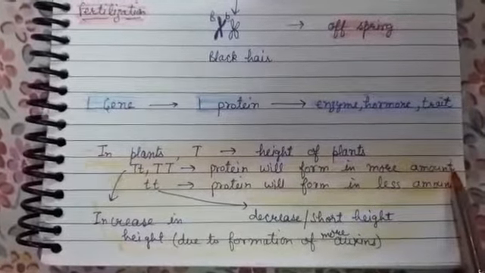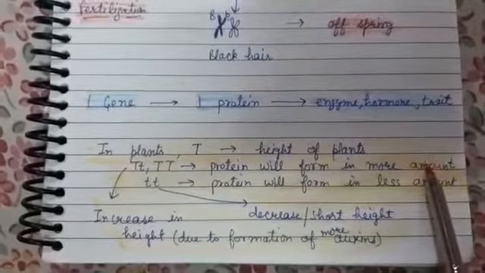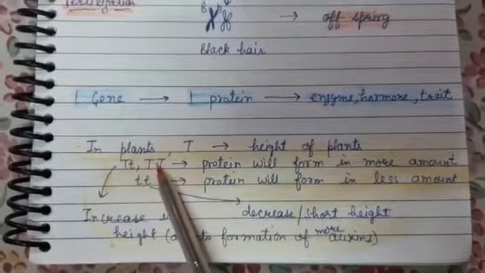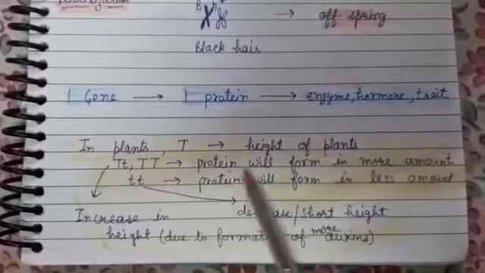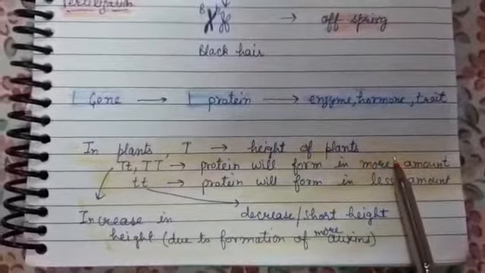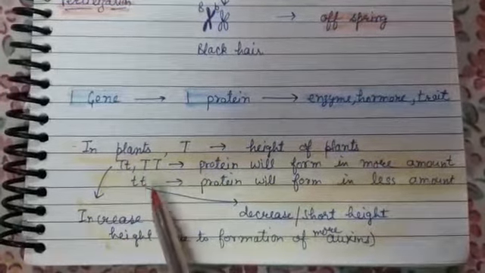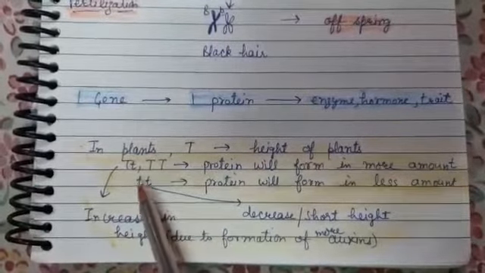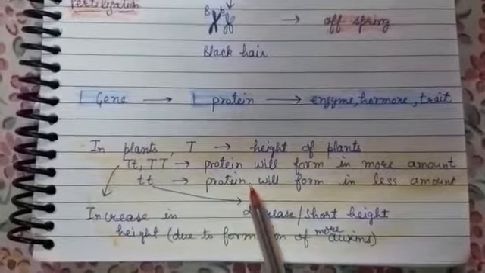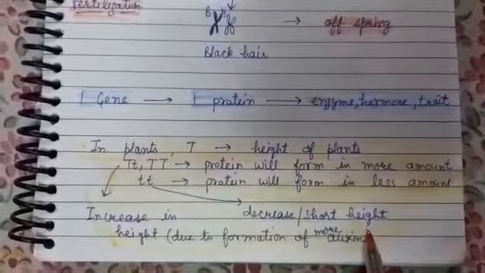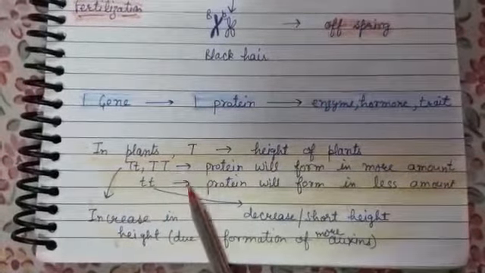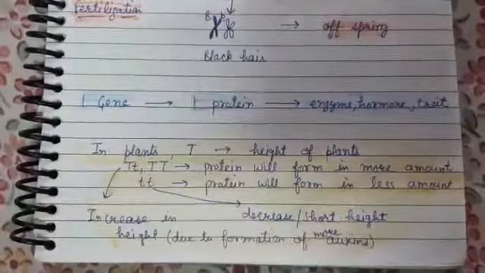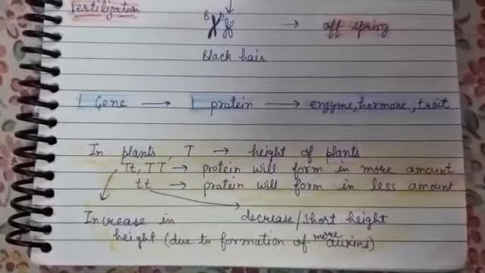Which protein? Auxins, right? Because auxins are the hormones which help in the increase in the height of the plant. So if capital T is in dominating form in the plant, it will produce more protein, and this protein will make more hormone and the height of the plant will be increased. But if this gene is in recessive form, then this gene will code less for the protein which makes the auxin hormone, which results in the short height of the plant. So characters depend on the type of allele, whether it is dominant or recessive. This is how genes control characters. Dominating genes and recessive genes control characters.